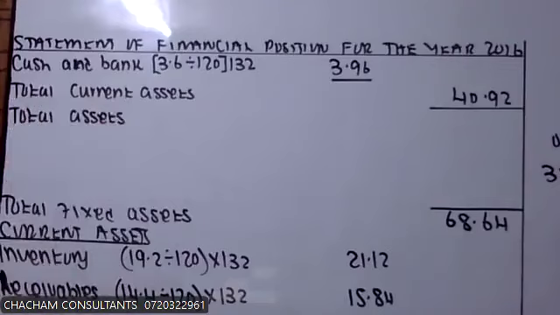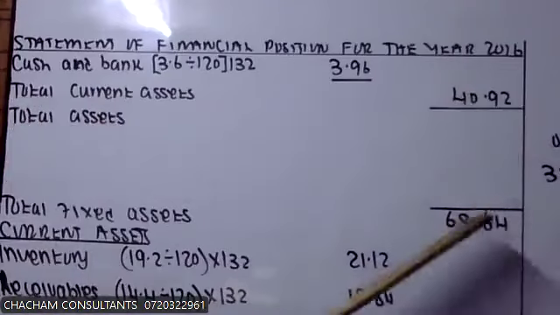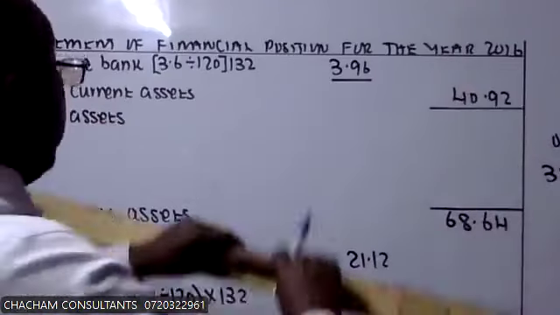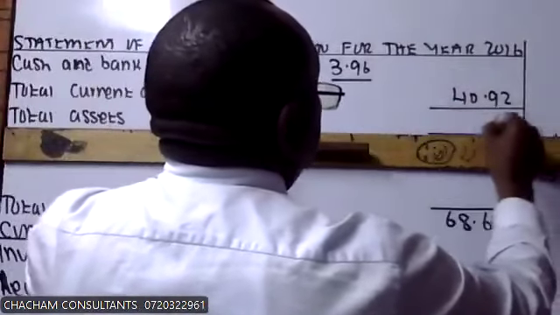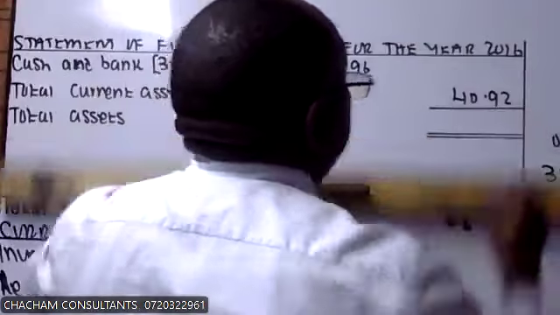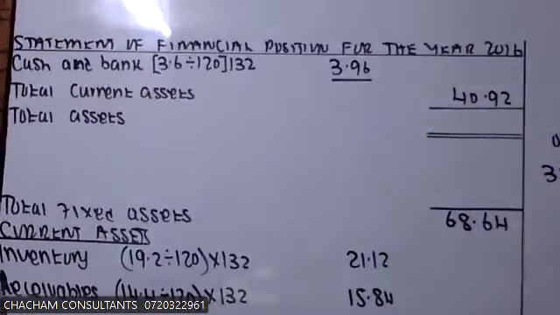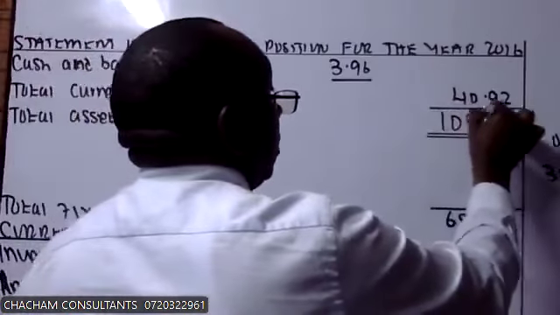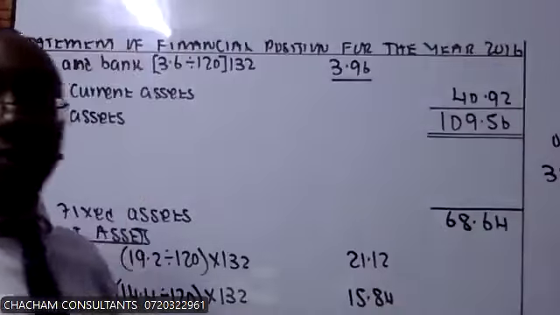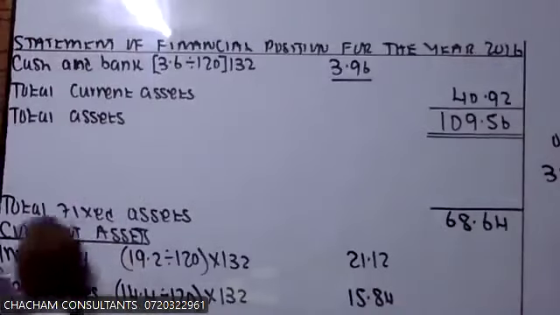Total assets. So add this to the non-current. $40.92. So 109.56. 109.56. Haya.